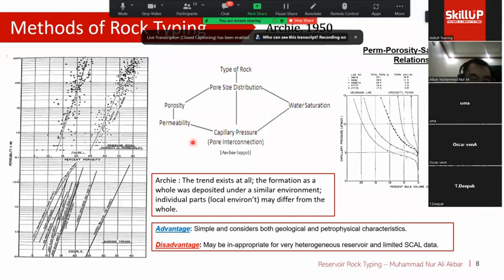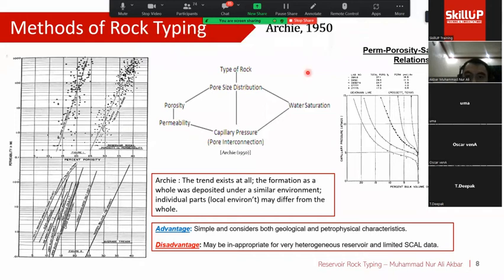All right, let's continue. In 1950, Archie also tried to develop or introduce the first rock typing. This is quite a simple rock typing. They just try to plot the porosity permeability and see the relationship with the saturation from the capillary pressures. And from here, Archie tried to make a trend from many kinds of formations which were deposited under a similar environment. He said that similar depositional environments have similar porosity permeability relations. After that, he made various different lines in different fields from his investigation.